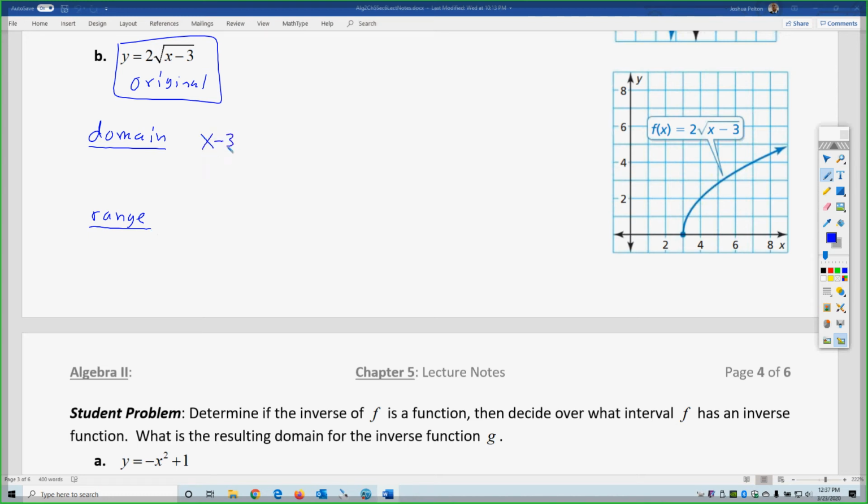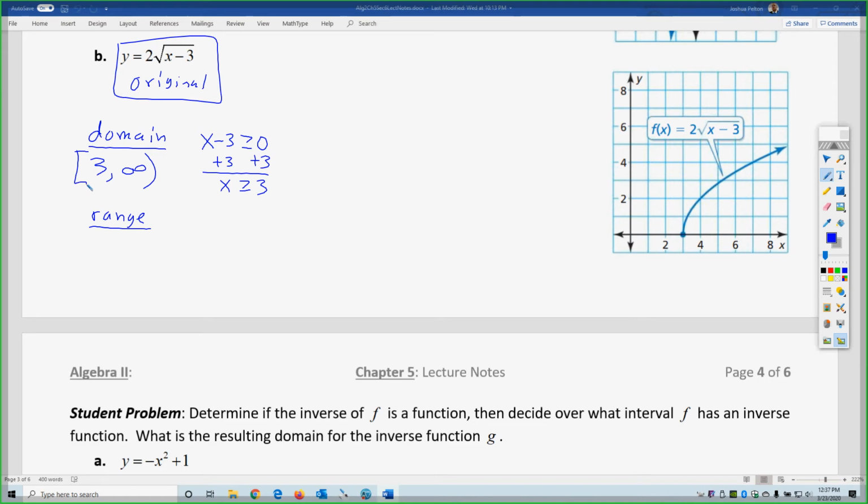X minus 3 has to be greater than or equal to 0. You can't take even roots of negative numbers. So we have x must be greater than or equal to 3. So this is 3 to infinity. I can't get to infinity, but I can get to 3. So that's input, output, range.